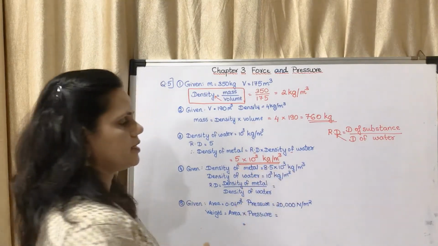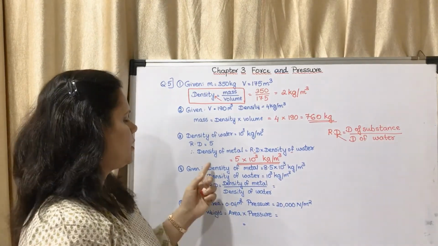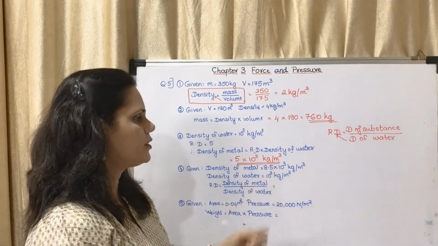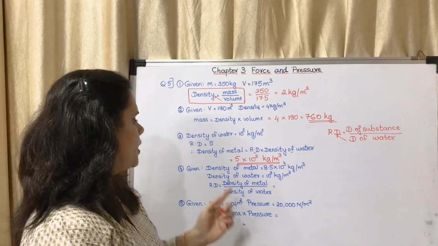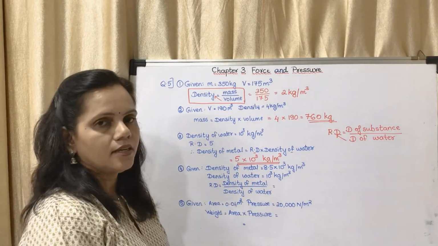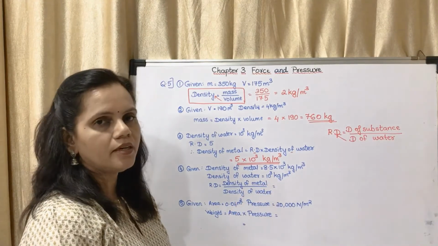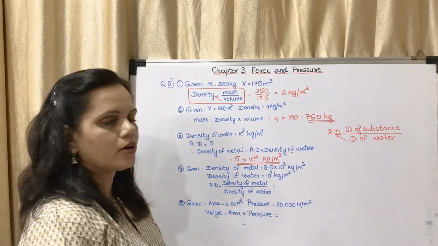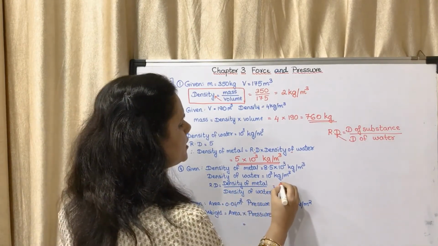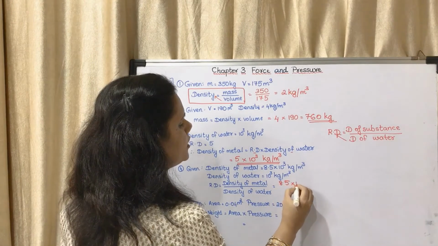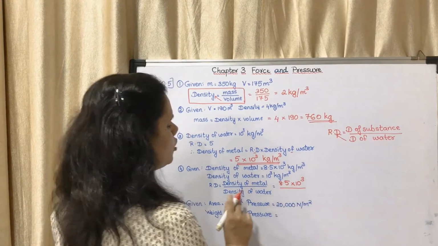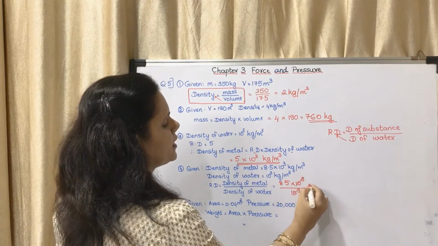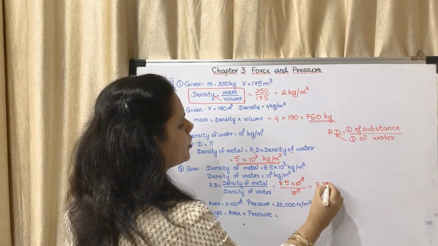This is the answer. Okay, now the next one, density of metal they have given as 8.5 into 10 raised to 3 kg per meter cube, and density of water they have given as 10 raised to 3 kg per meter cube. You have to find relative density. Equation, density of metal upon density of water. It is 8.5 into 10 raised to 3 upon 10 raised to 3. So 10 raised to 3, 10 raised to 3 will get cancelled. You will get it as 8.5.